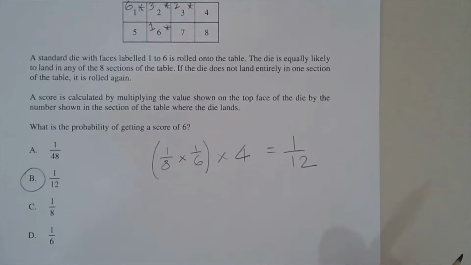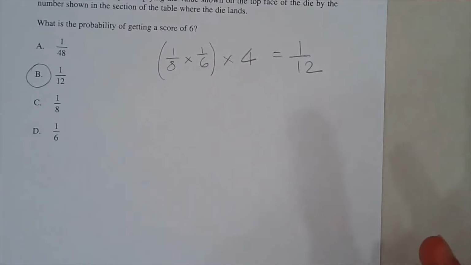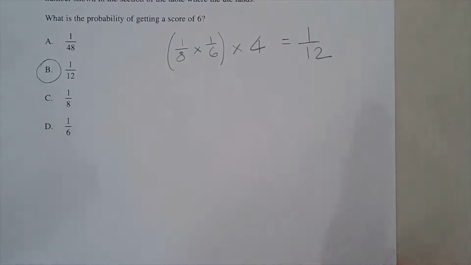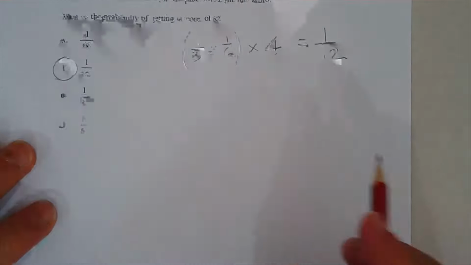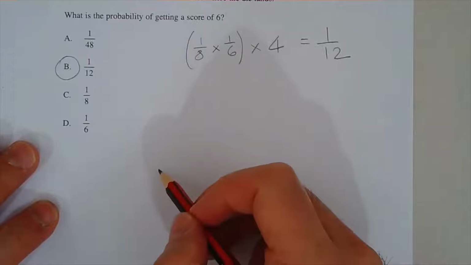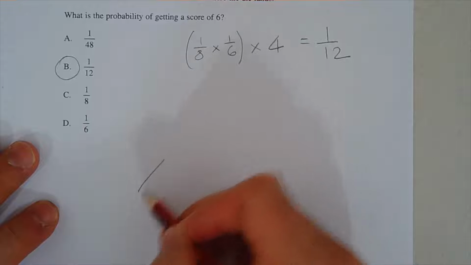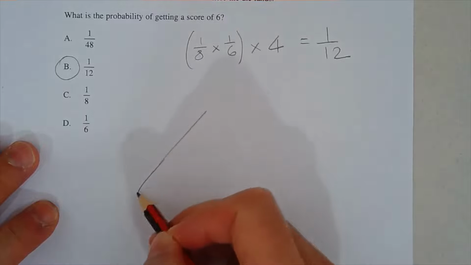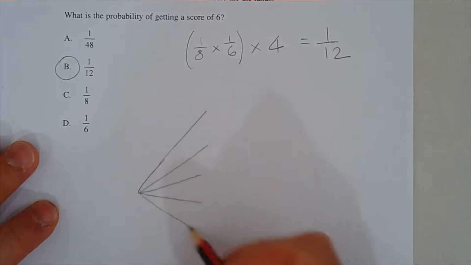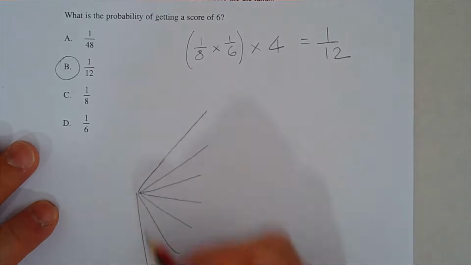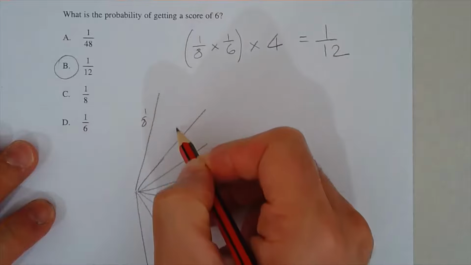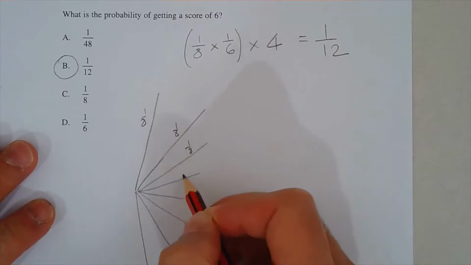The other way you can do this is you can draw a tree diagram, perhaps. There might be other ways too, I don't know, but this is probably the easiest. If you want to do a tree diagram, you could do it this way. I have to do it a little bit larger: 1, 2, 3, 4, 5, 6, 7, 8. Each of these is a 1/8 chance. These are the squares.